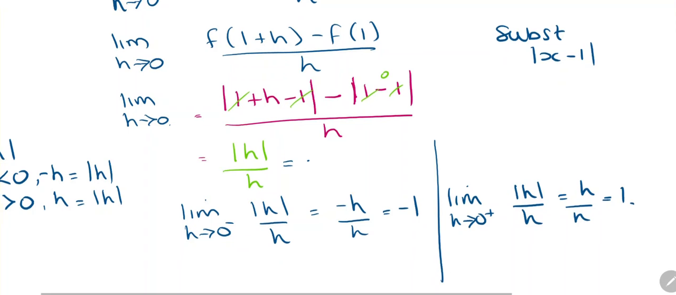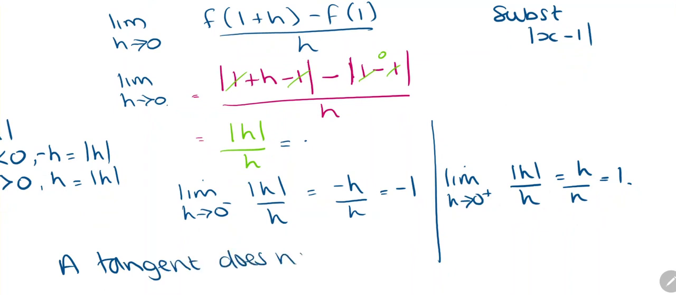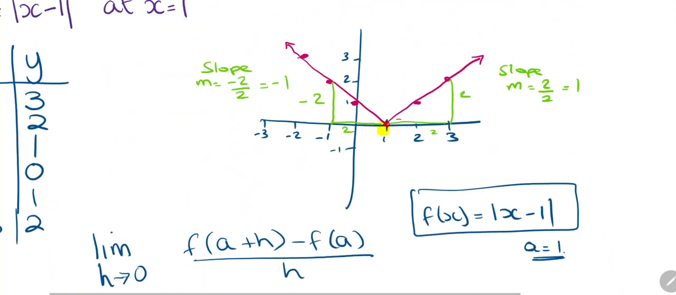So a tangent line does not exist because the limits do not exist. And we can see, as said, from the graph, the slope is negative 1 and the slope is positive 1.